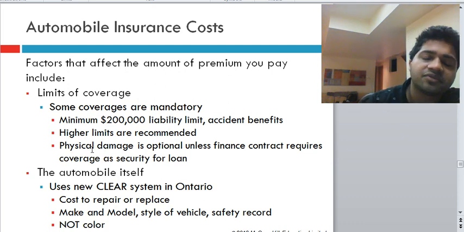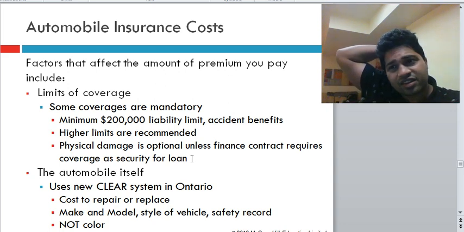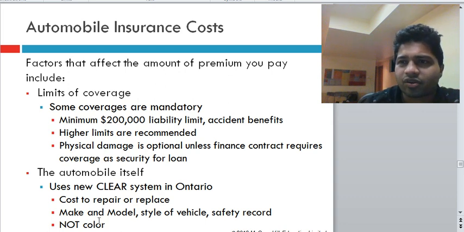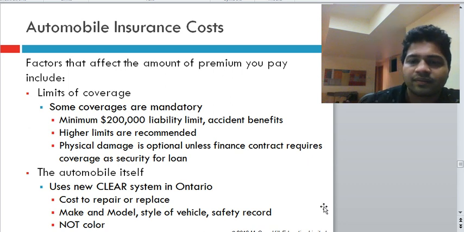Higher limits are recommended. Physical damage is optional unless a finance contract requires coverage as security for the loan. So if you're taking a car loan, generally they want insurance. Automobile itself uses a grid system in Ontario. Cost to repair or replace, make and model, so it depends on a lot of things. So which model do you drive, and it doesn't depend on color. So there is a misconception that red cars generally cost higher in terms of insurance. It's not true. It depends on the model you drive, not on the color.